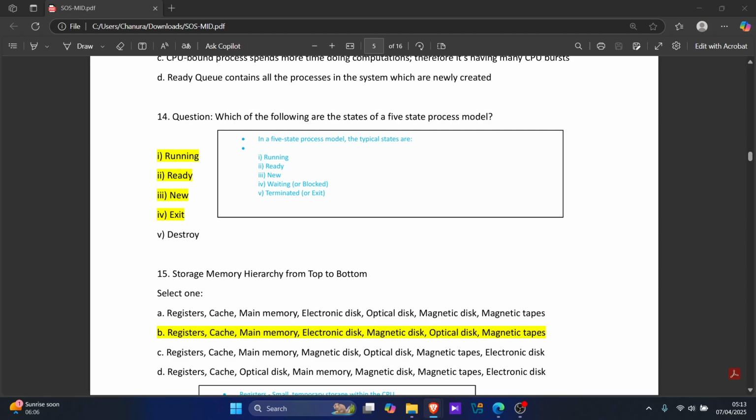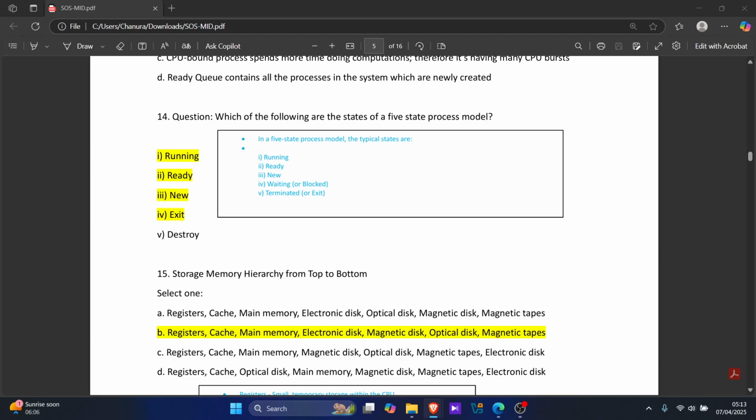Wait, maybe the 5-state model sometimes includes destroy instead of waiting? No, that doesn't sound right. The standard 5-state model includes a waiting/block state. Let me check my sources again. Wait, maybe the user made a mistake in listing the options. The 5 states should have waiting, not destroy.